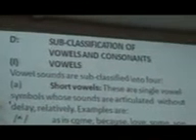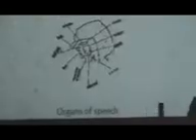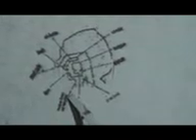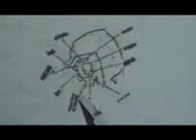Now, refer to the organs of speech. In the organs of speech, we have the teeth, we have the lips, we have the voice box or larynx. The voice box, as the name implies, is where the sound comes from. It is actually located along the throat region.